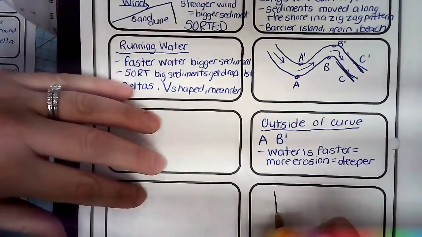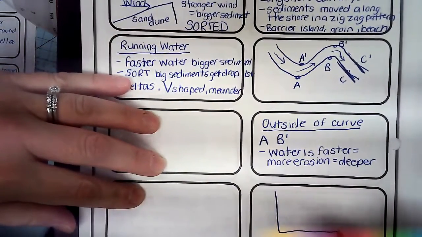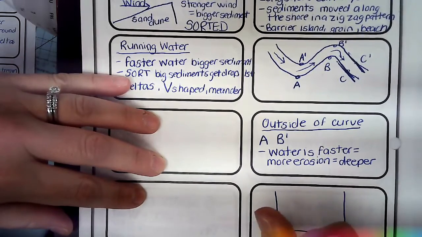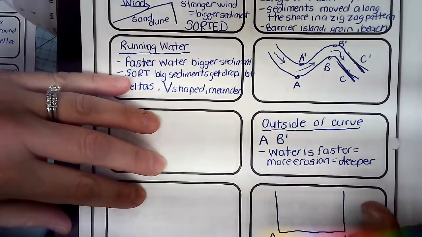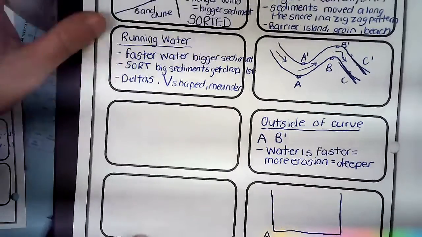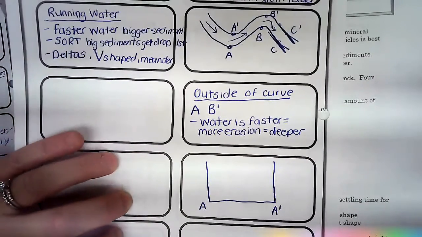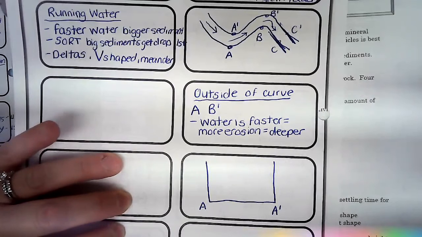So let's draw what it would look like if we go from A to A prime. What do you have to ask yourself when we draw these pictures?